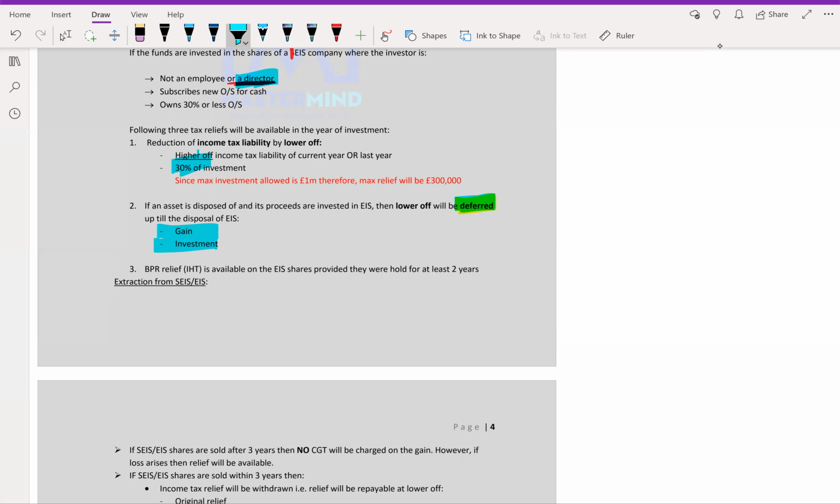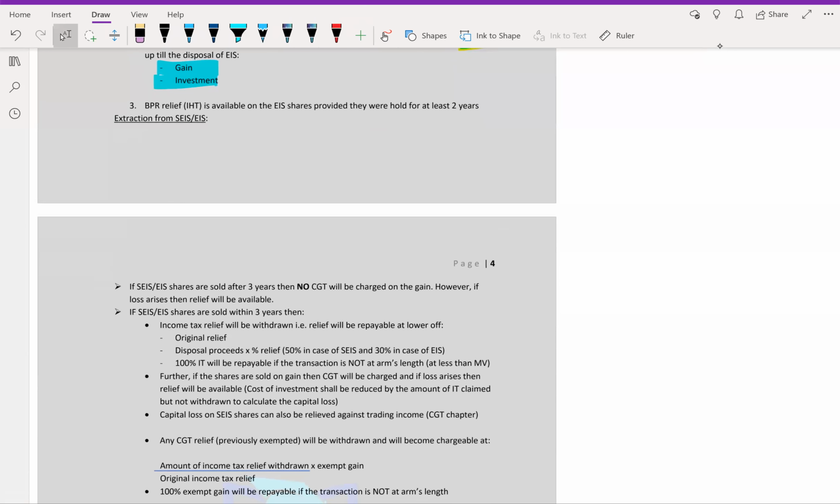Basically the investment amount will be deferred, reducing the cost of your EIS shares, right? You guys know how to defer the cost, all right? So you guys already know how to defer it. Now the point is, how do you apply the BPR relief, which is very simple, is available on the EIS shares provided they were held for at least 2 years. All right. So this is the same. There's no difference, right?